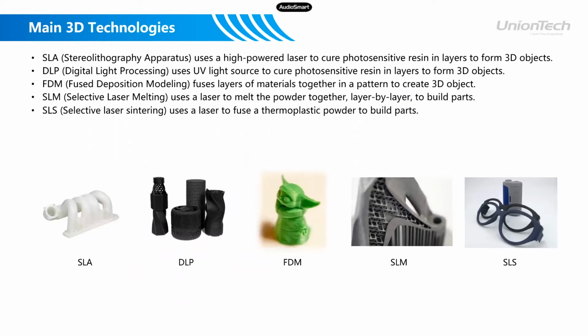Now let's have a look at the major 3D printing technologies. There are various types of 3D printing technologies. Newcomers to the 3D printing industry may be confused, but the main differences are the forming process and the material availability. For example, FDM extrudes plastic filaments through a nozzle. SLM melts metal powder by laser. SLS sinters polymer powder by laser. SLA cures liquid resin by laser, and DLP cures liquid resin by UV light. And SLA and DLP are UnionTech's main products, with accumulated technologies and experience of more than 20 years.